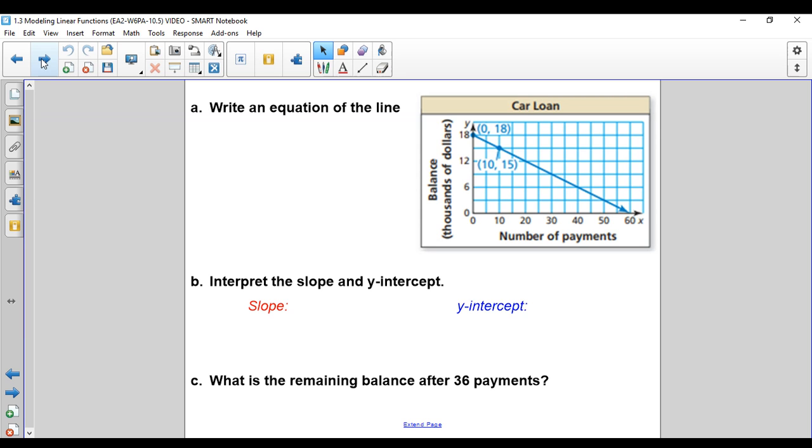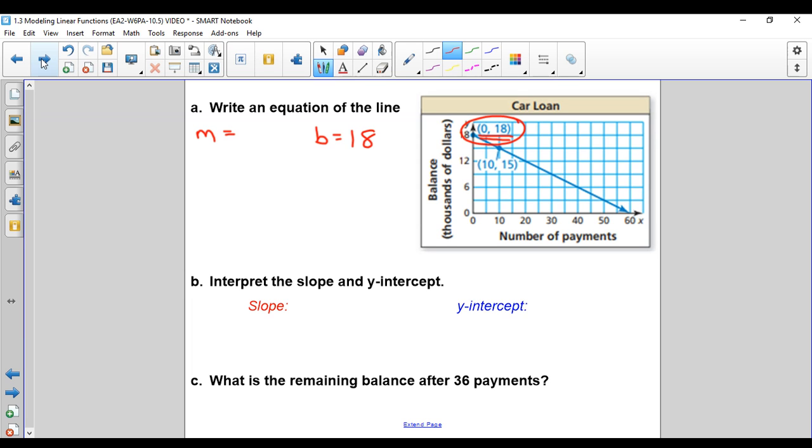First of all, we need to write an equation of the line. Now, if you recall from last week, we need 2 things to write the equation of a line. We need slope and we need y-intercept. Well, let's take a look at our graph. We have our y-intercept actually. We have the point (0, 18). That value 18 is your y-intercept, it's b. All right, so we have that, that's great.